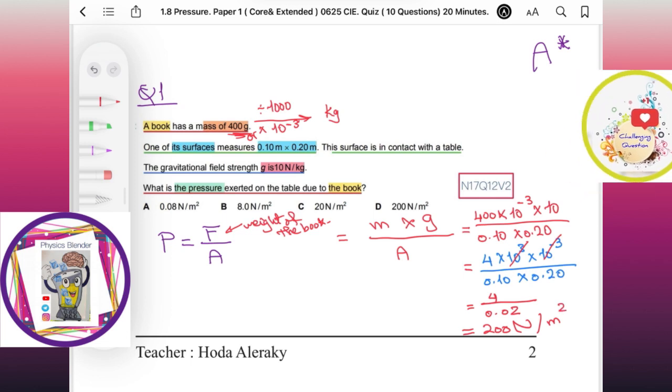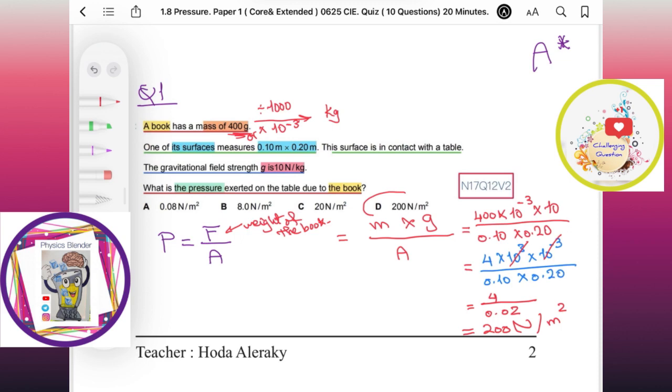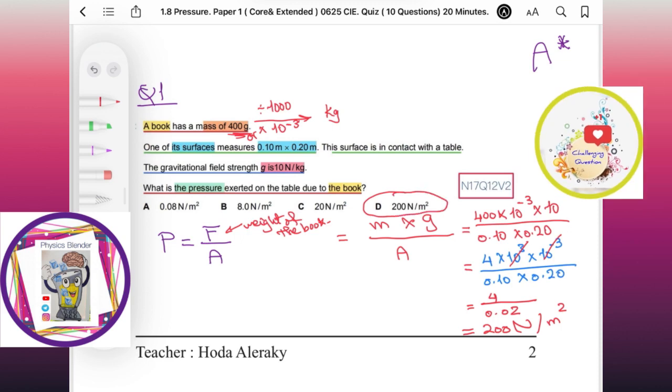So the correct answer here is D. D is the correct answer.